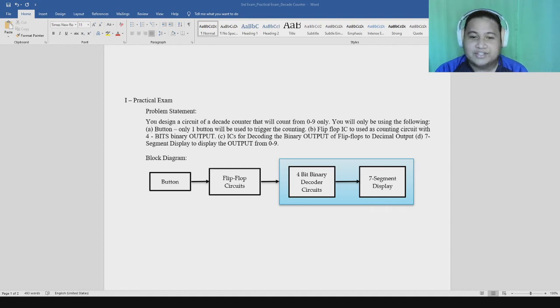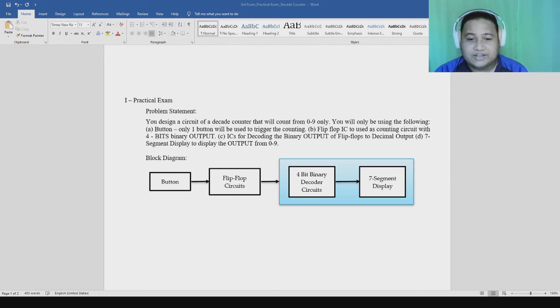You will only be using the following: A. A button. Only one button will be used to trigger the counting. B. Flip-flop IC to be used as counting circuit with 4 bits binary output. C. ICs for decoding the binary output of flip-flops to decimal output. And D. 7 segment display to display the output from 0 to 9.